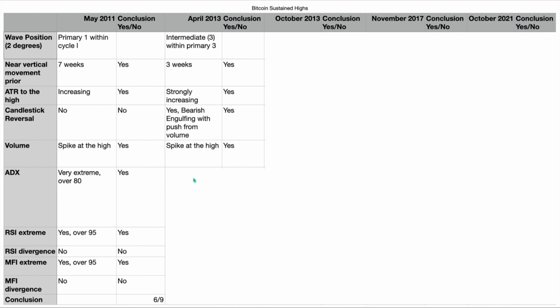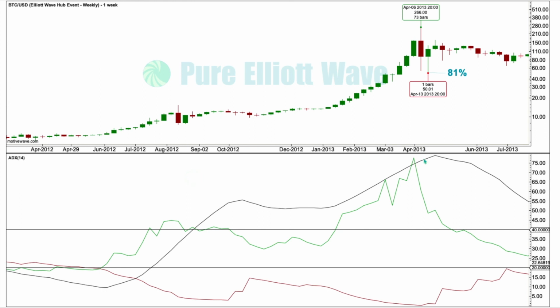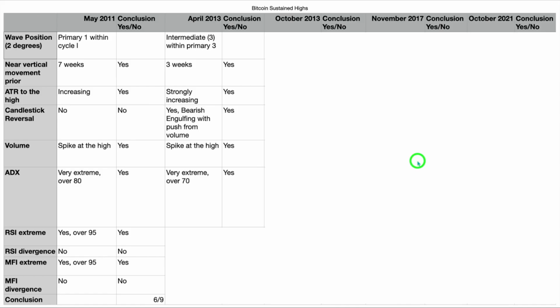How did ADX behave? Again, very extreme, not quite as extreme as the last one, but well above 45 and well above both DX lines. In fact, for most of the last run, it was above both DX lines. So very extreme ADX. Yes, that condition is met. So far, all of them have been met.